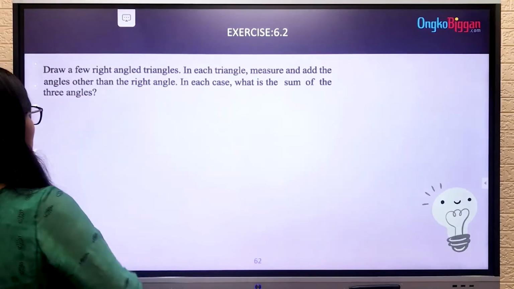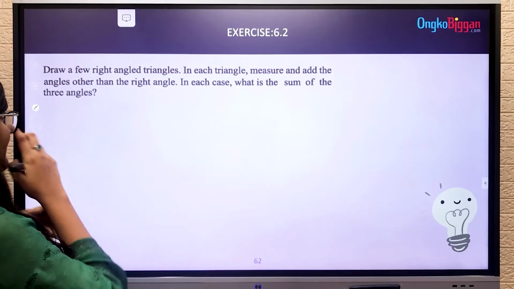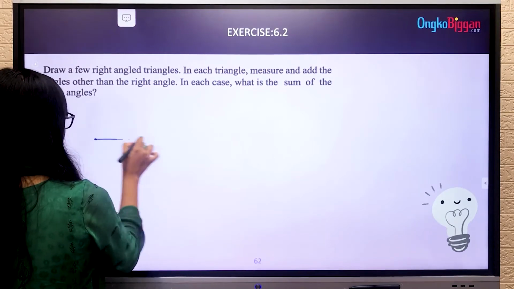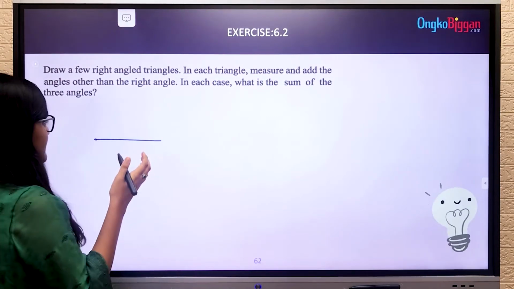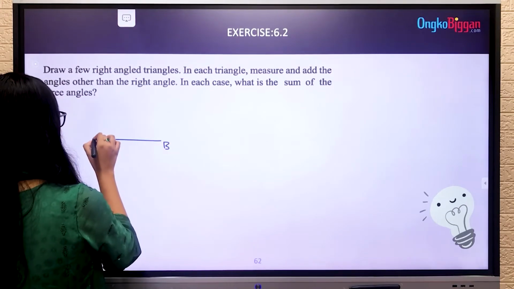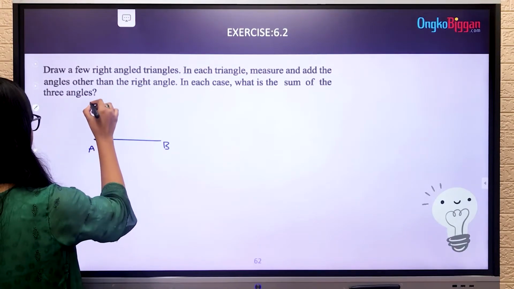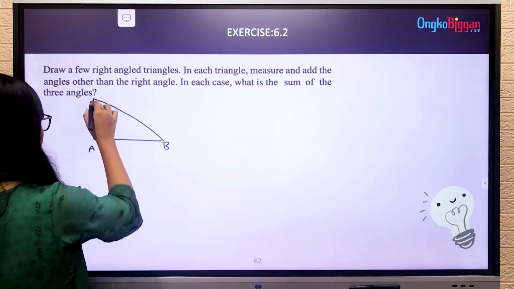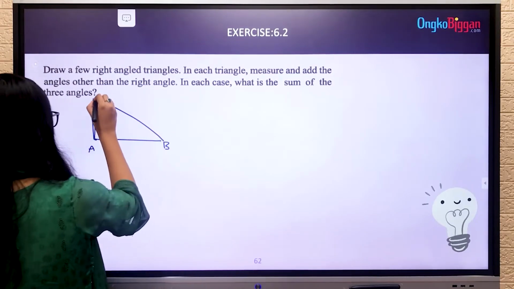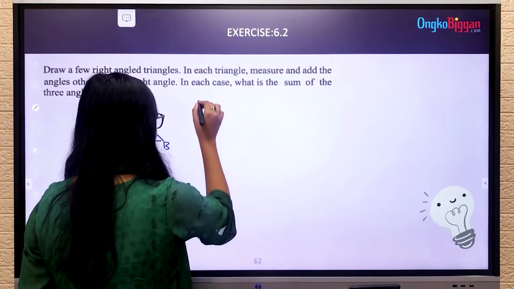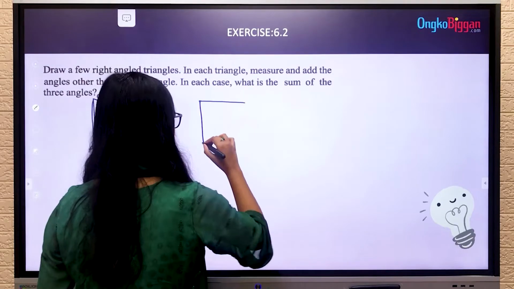So for drawing, firstly we will draw a straight line, then place the protractor and draw a 90-degree angle. In this way you will draw another figure, like taking an angle here.